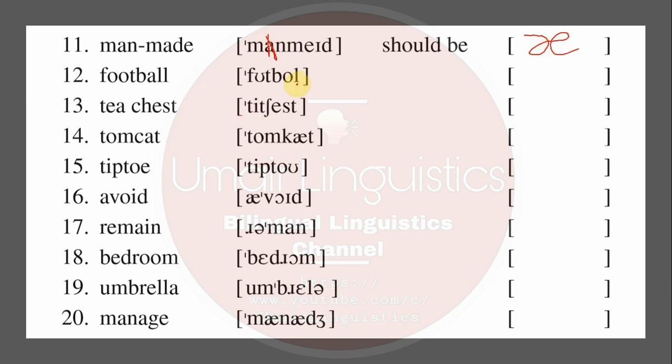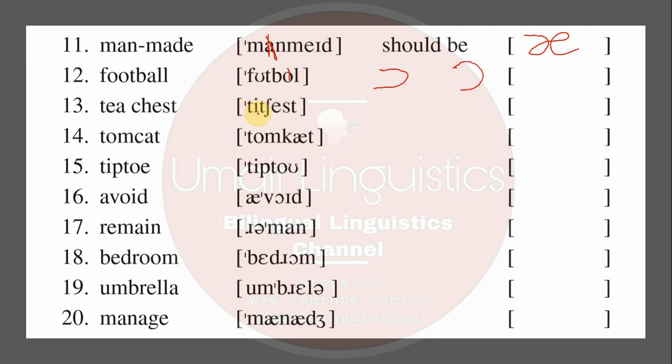Then football, this o sound is not used in this way. It also usually comes as the first element of a diphthong, like for example go. So in that it is actually the first element of a diphthong. So instead of this, we shall use this sound, football.